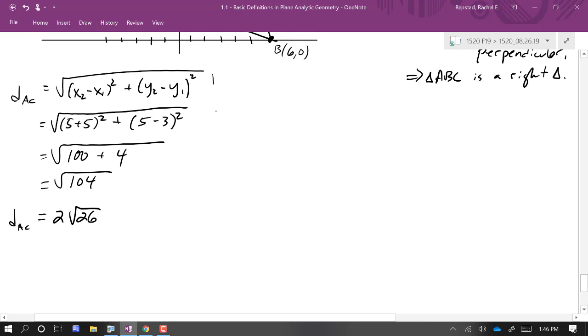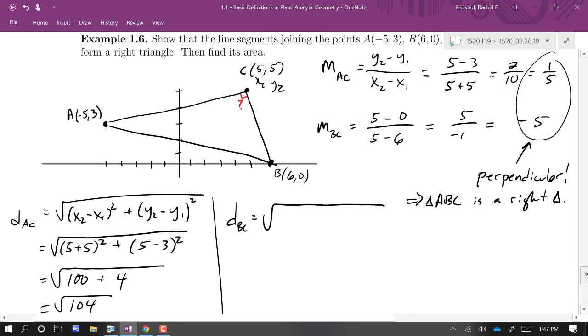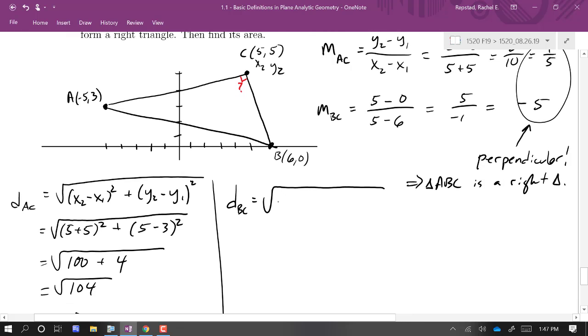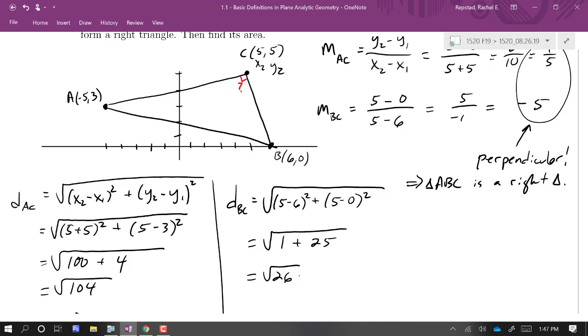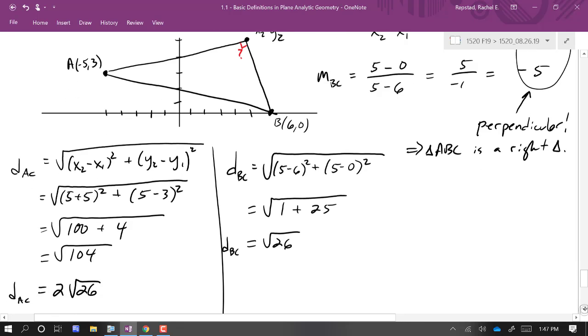Let's try the other distance. That's 5 minus 6 squared plus 5 minus 0 squared. -1 squared is 1, 5 squared is 25, so we get the square root of 26. It's already reduced, because it's just 2 times 13, so there aren't any pairs of the same factor in 26. But this is going to work out kind of nicely.